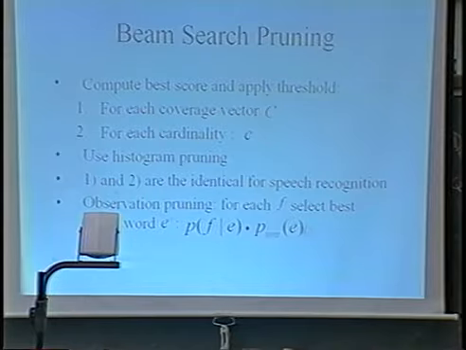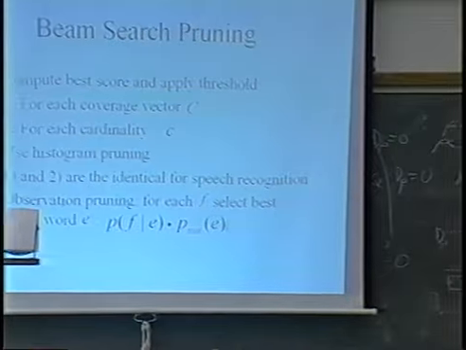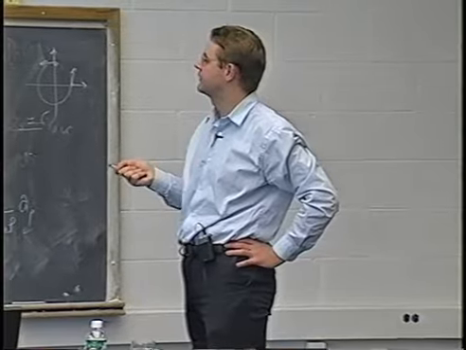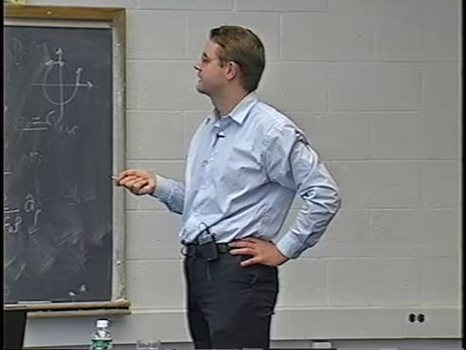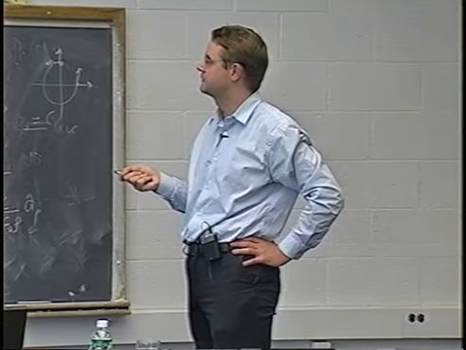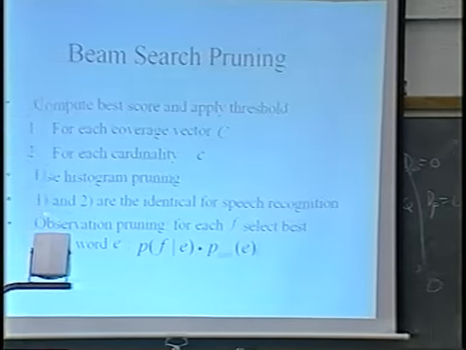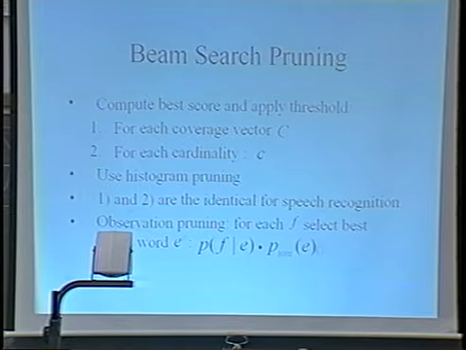And I have four kinds of parameters associated with this pruning. I compute the best score for each coverage vector and each cardinality, and I keep only those hypotheses that are within a beam of this best score, for all coverage vectors and all cardinalities. I also use histogram pruning, saying for each coverage vector I keep only the best 50 or so partial hypotheses. These two kinds of pruning are identical in speech recognition, where there's no alignment problem.